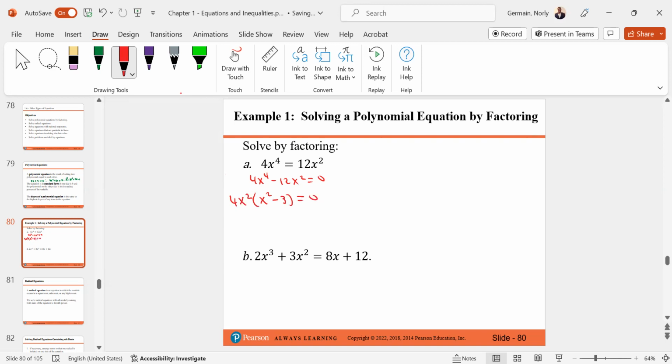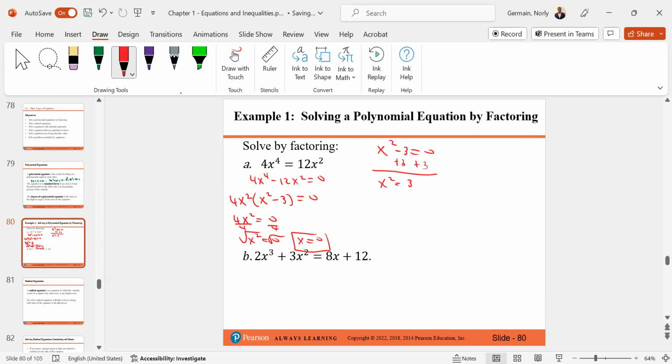As you can see, we factor it like that, equal to 0. Now, set each factor equal to 0. When we set 4x squared equal to 0, we divide both sides by 4. So we have x squared equal to 0, and when you take the square root of both sides, x equals 0. That's the first answer. For the second one, we have x squared minus 3 equals 0. If we add 3 to both sides, we end up with x squared equals 3.